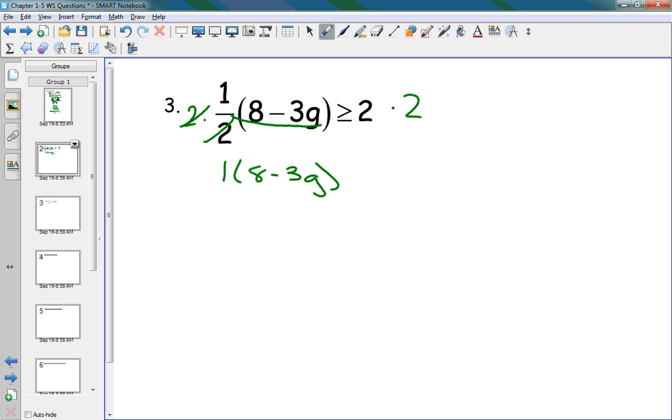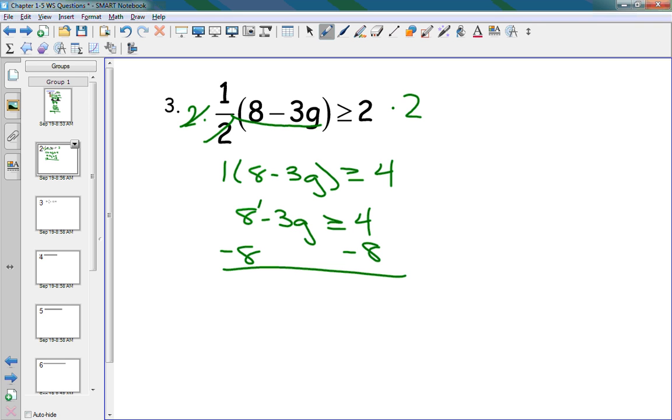Did I multiply by a negative? No, I did not. So therefore, the sign stayed, and that's going to give me a 4. Now, does the 1 change anything when you multiply? No, it doesn't, so I can drop the parentheses. Now I'm going to get rid of the 8. It's a positive 8, so we can subtract the 8 from both sides.